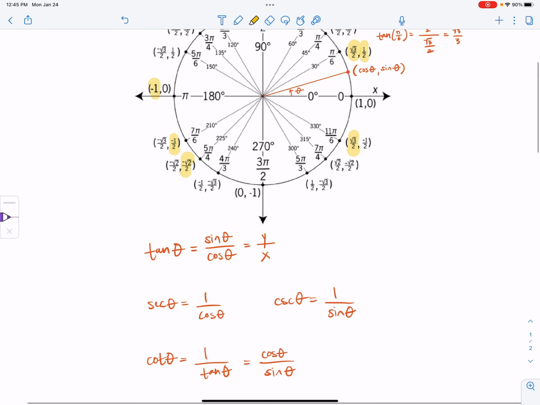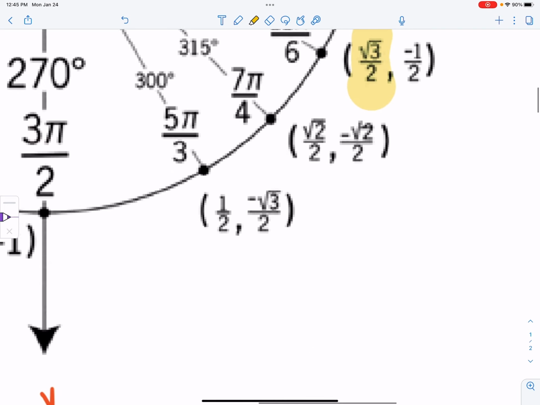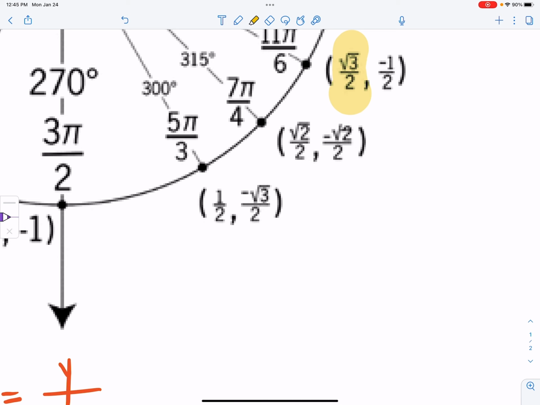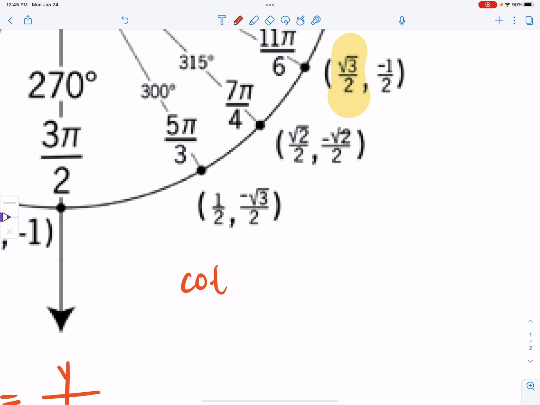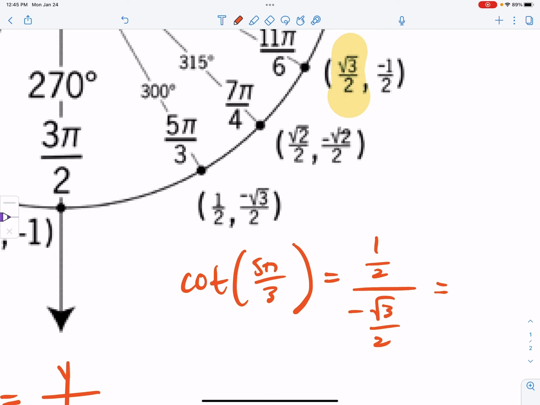Okay, or for cotangent, like if you wanted to determine the cotangent of 5 pi over 3, you could say, okay, well, cotangent would be cosine over sine. So cotangent of 5 pi over 3 would be cosine over sine, so 1/2 over negative root 3 over 2, which would end up being negative root 3 over 3 when you rationalize the denominator.